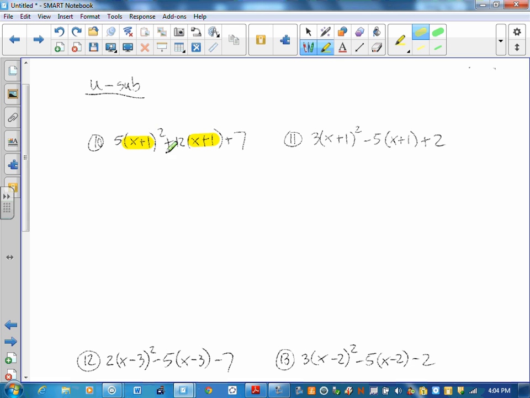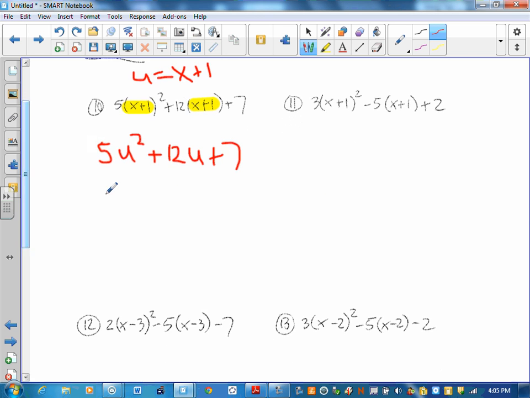Okay, so that's my U. Now I'm going to get a different color here, back to the pen, and red this time. So U is equal to X plus 1. Now I'm going to have 5, and instead of that mess, I'm going to have U squared plus 12, and instead of that parentheses there, I'm going to have U plus 7. U substitutions come in handy. When something's complicated, you can substitute U in for it and make it simpler.